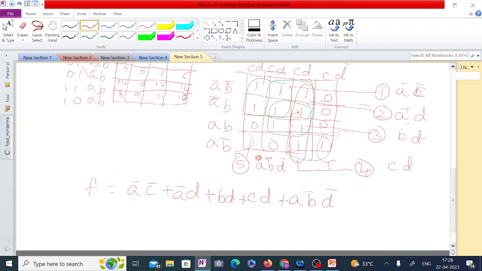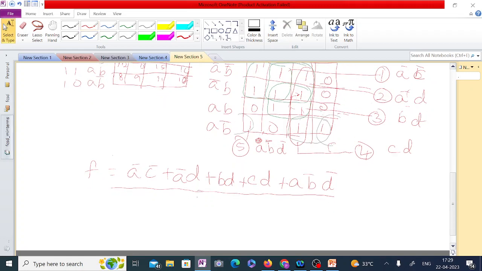See, if I would have considered this pair also, all these become your prime implicants, and the essential ones are picked out from that. I've already discussed the implicants, prime implicants and essential prime implicants. So this would be your final expression.